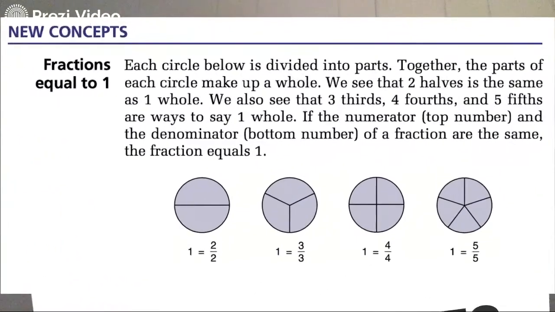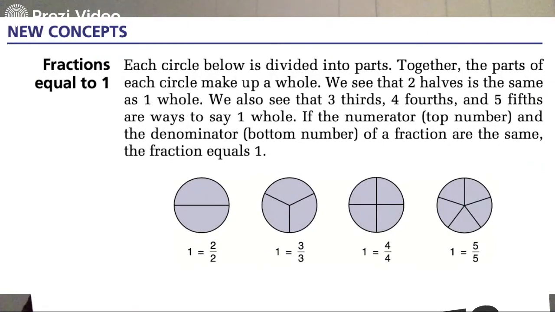Our first concept is fractions equal to 1. Each circle below is divided into parts. Together, the parts of each circle make up a whole. We see that 2/2 is the same as 1 whole. We also see that 3/3, 4/4, and 5/5 are always a way to say 1 whole.